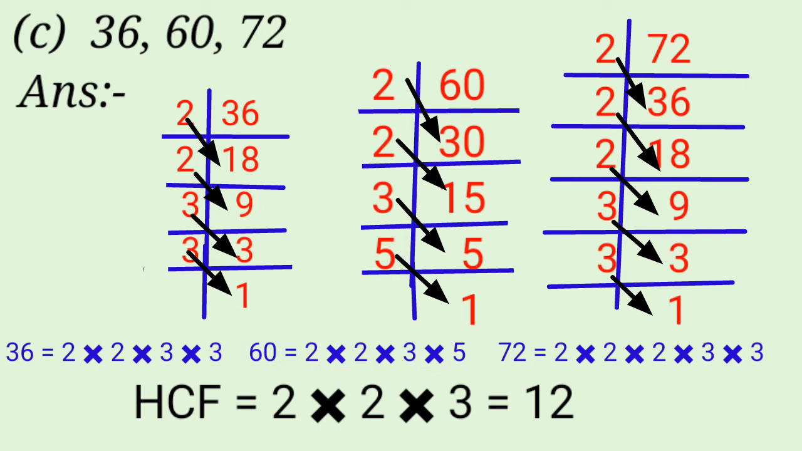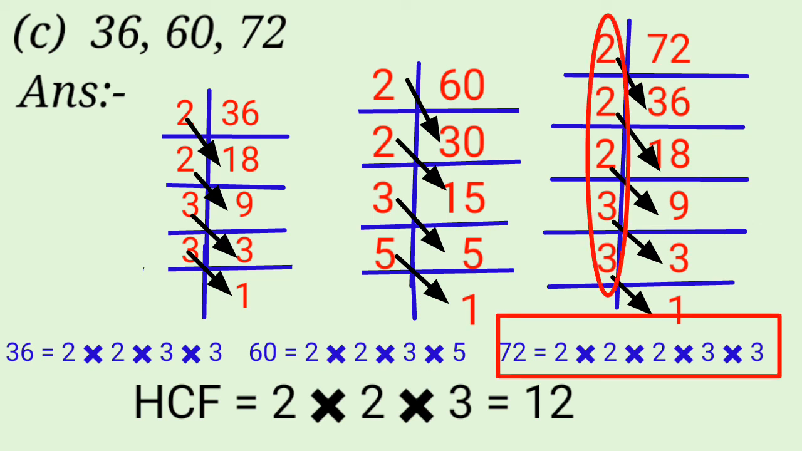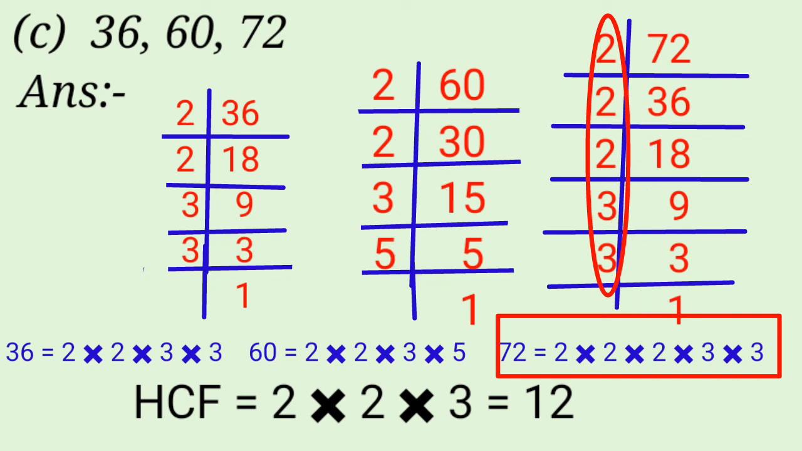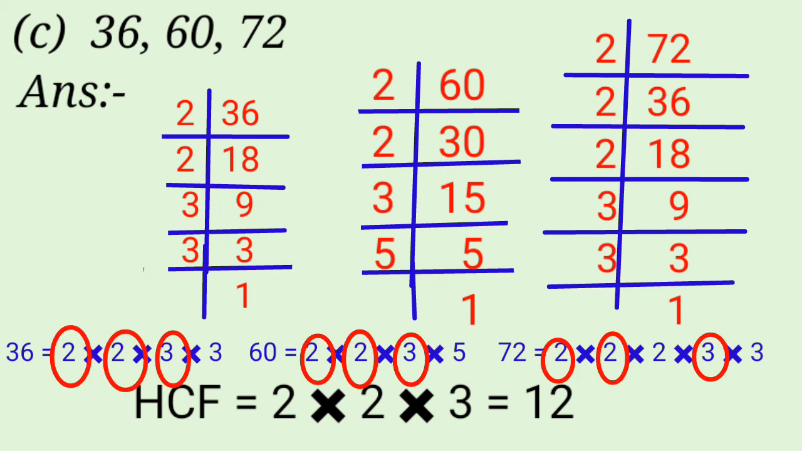Similarly, factors of 72. 2 into 36 is 72. 2 into 18 is 36. 2 into 9 is 18. 3 into 3 is 9. 3 into 1 is 3. So we get 1 at the bottom. So here factors of 72 is equal to 2 into 2 into 2 into 3 into 3. So from here common factors are 2, 2 and 3. So HCF is equal to 2 into 2 into 3 is equal to 12.